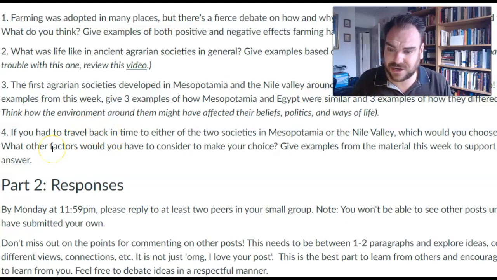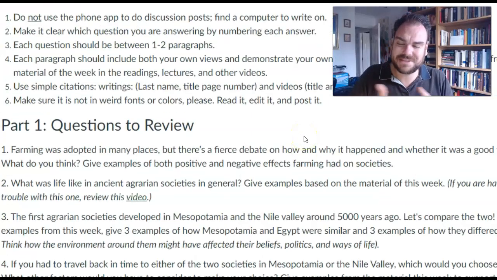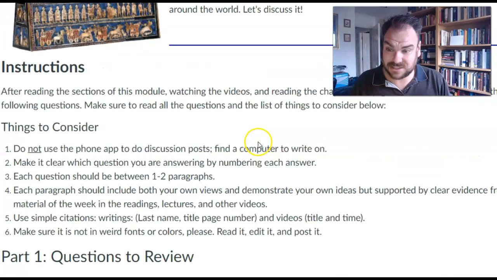And then, okay, so travel back in time, which one would I rather be in? Another comparison thing. So, all right, that's kind of helpful. Before I even do the material or the reading, I kind of have an idea of what's going to be to look out for in my quest of the reading. So that's a great thing to do.